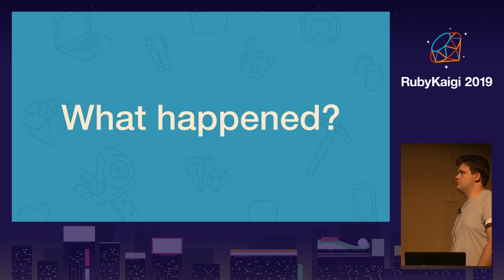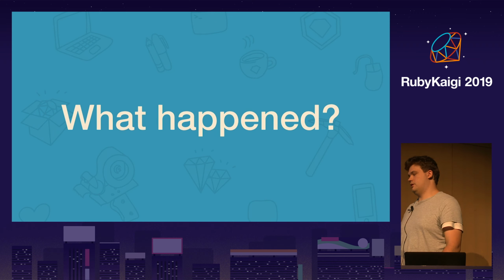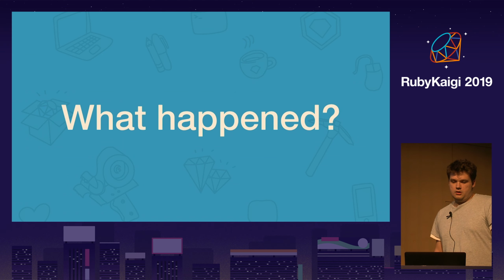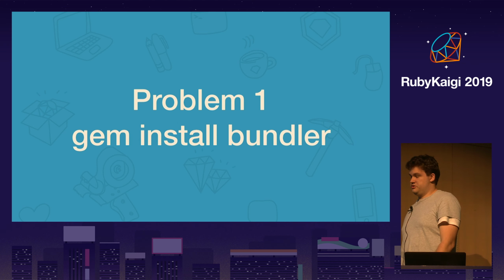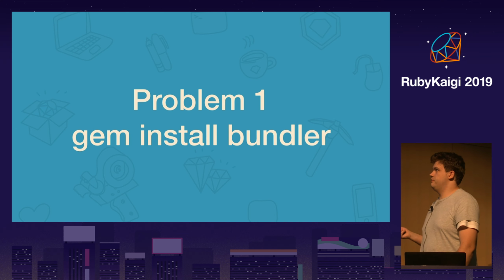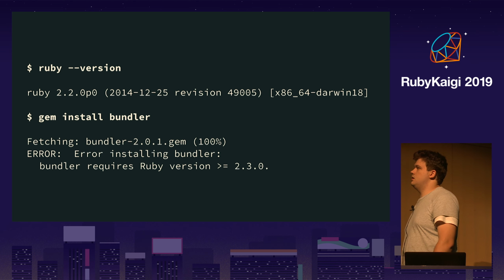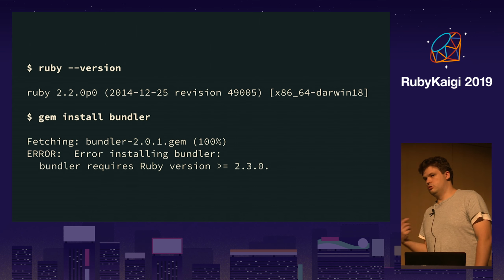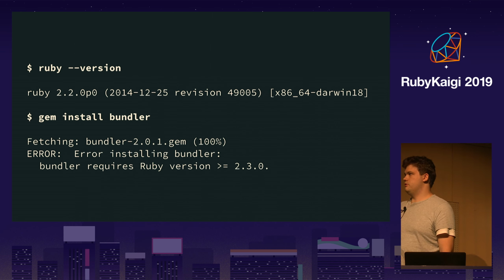We'll go into a not really super deep dive into what happened here. Firstly, problem one: gem install bundler. Something RubyGems doesn't do, which may surprise some of you, is take into account the RubyGems version you are installing your gem into, or the Ruby environment. If you do gem install bundler, it will just try to fetch the latest version that has been published.